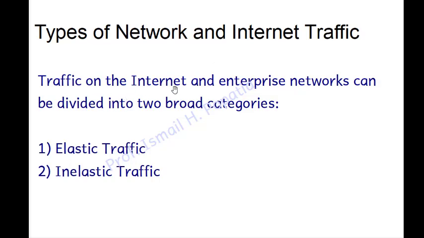Now the traffic on the internet, or any other traffic, or we can say enterprise networks, can be divided into two broad categories. So whatever data is flowing through the networks, whether it is enterprise networks or the internet, it can be broadly classified into two types. One is the elastic traffic, the other is the inelastic traffic. These are the types of traffic.